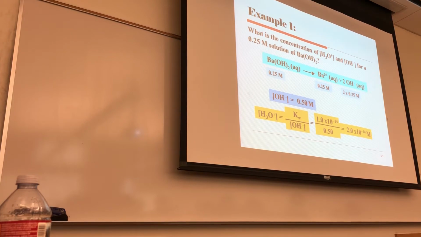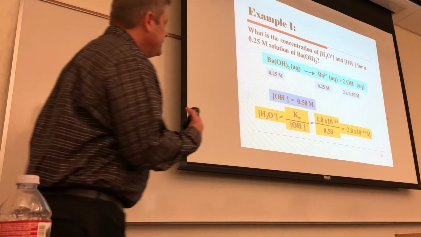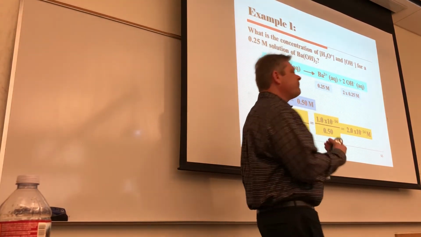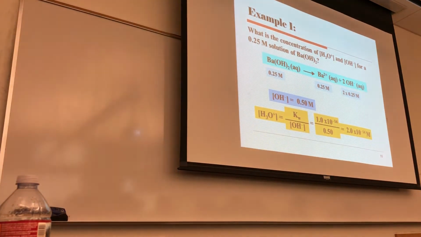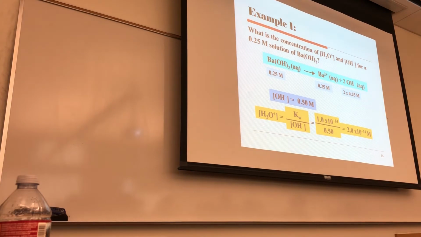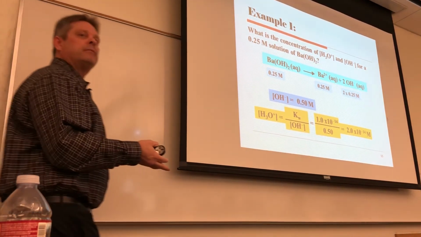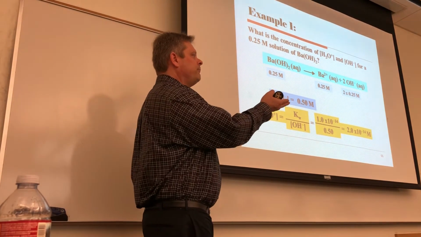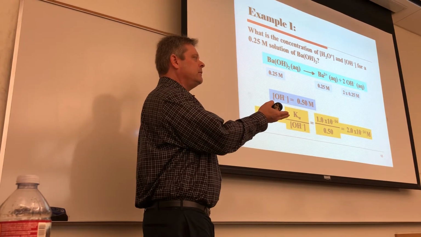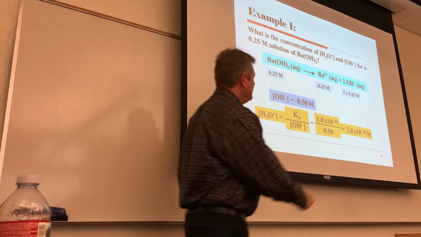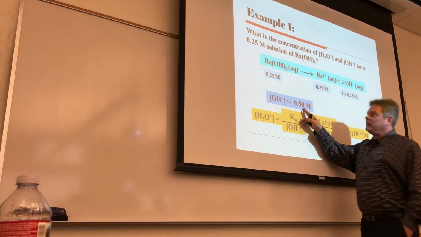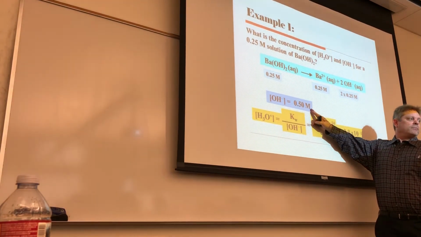And that gives me this. Now, the next thing I could say is, well, if I have a neutral solution, then what would my hydronium and my hydroxide concentrations be? They'd be the same, which would be what? 1.0 times 10 to the minus 7. Absolutely. So then is this right here greater than that or less than that? That is greater.